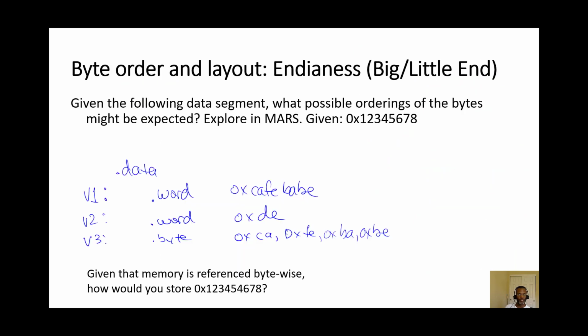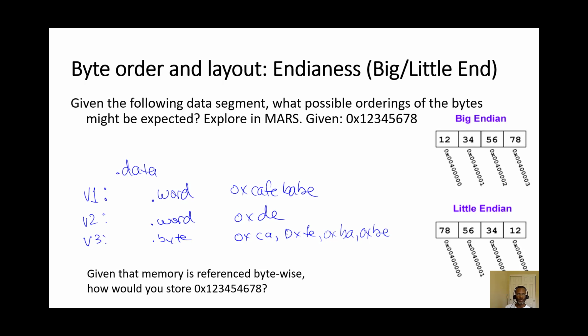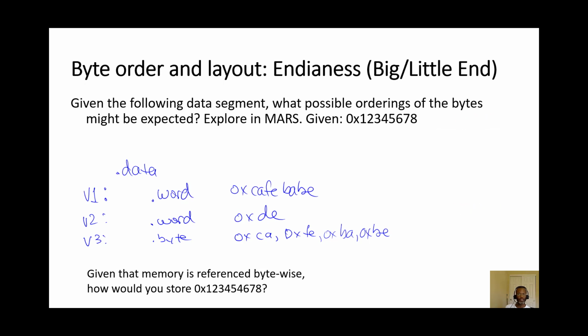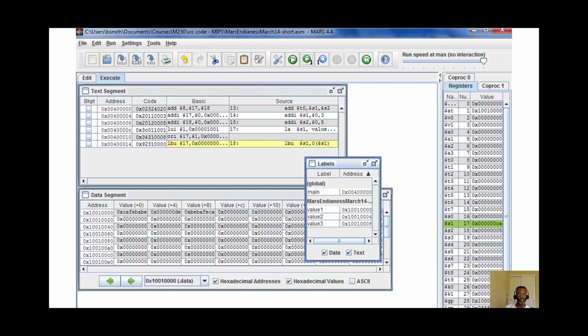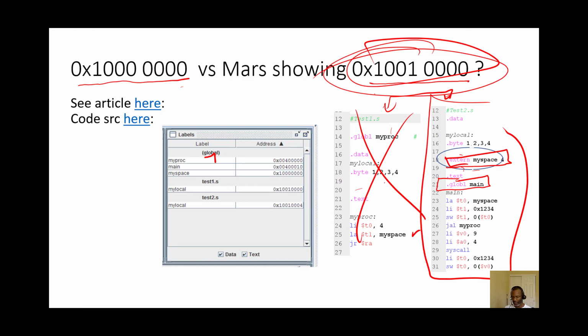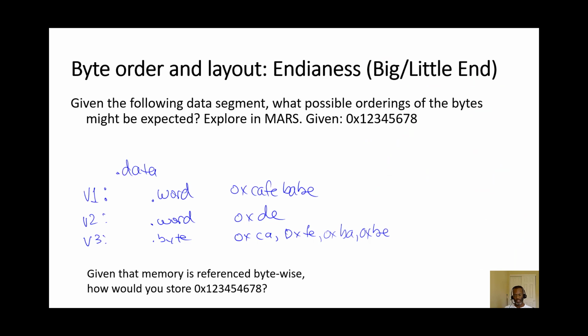And then next we'll look more directly at endianness, big end, little end, and what that looks like actually in Mars. So I'll save that for the next discussion. Big end, little end, so-called endianness.